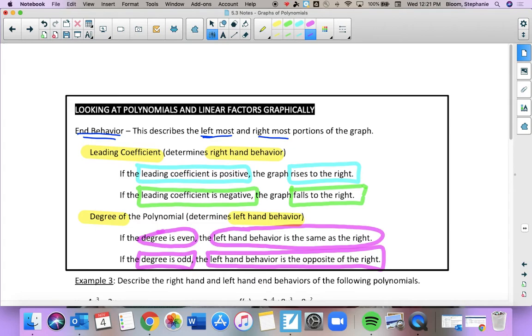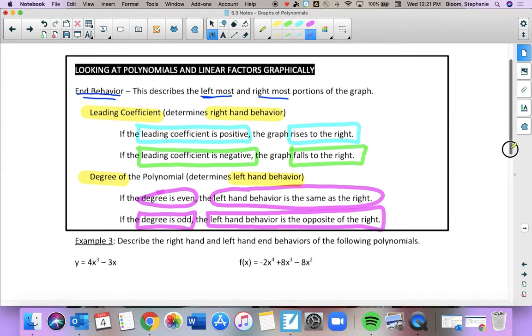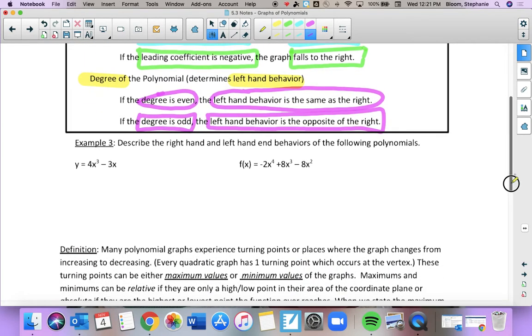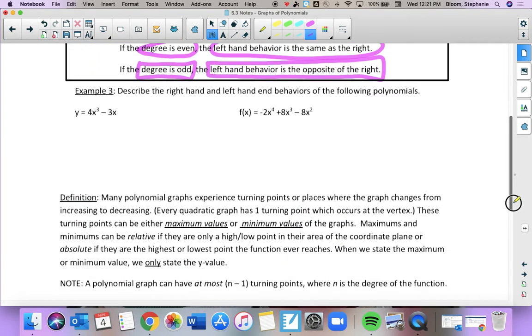And we're going to look at some examples of that as we go. Okay, so keep this table handy up here, so that you can reference back. So here's what we're going to do. I'm giving you two polynomials in standard form, and I want you to tell me what the end behaviors of the graph are going to do.